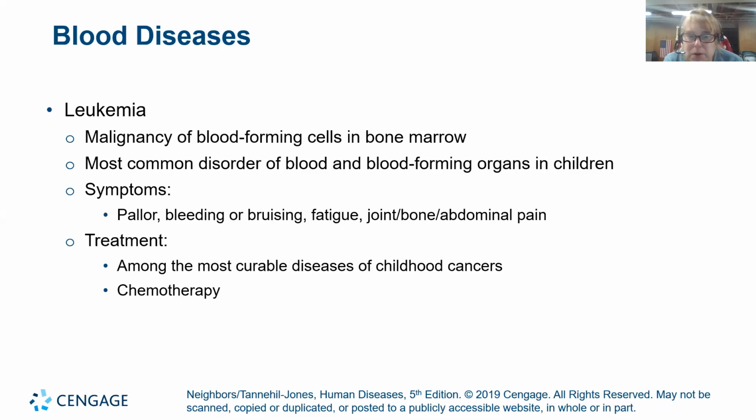Treatment: it is among the most curable diseases of childhood cancers, but it is a very aggressive treatment, and it is very hard on their young bodies. It involves chemotherapy, and it usually is a course of about 18 months. It's very hard because many times they can't go to school because they're immunosuppressed from the chemotherapy. It's very expensive. People worry about what they are going to do if they can't pay for the chemo for their child. So it has a lot of social aspects that go along with it.